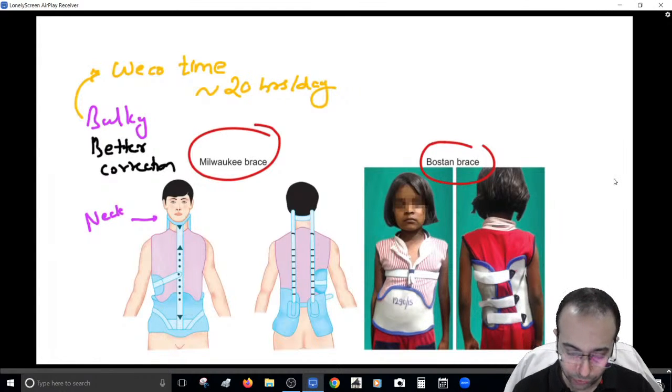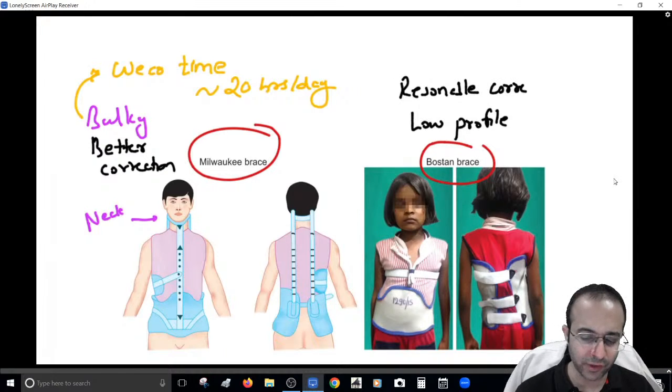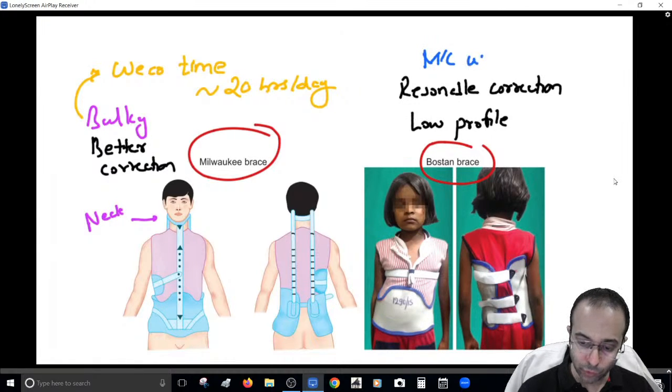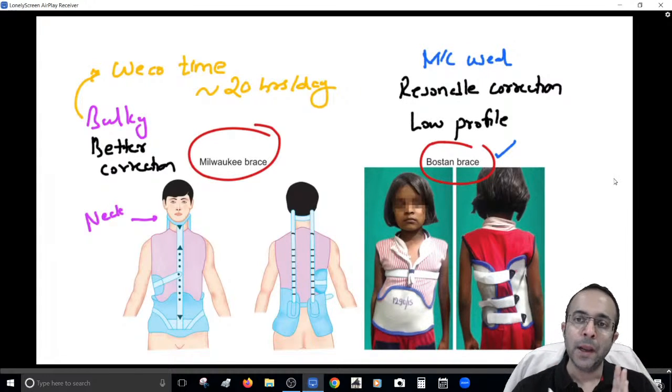So when you go to Boston brace, you find a much lower profile, much lighter brace, easy to wear. It gives you reasonable correction, मतलब good enough correction दे देता है, even Boston brace. So अगर कोई पूछ ले which is more commonly used brace practically, Boston brace. So please do have a good look at Milwaukee brace and Boston brace.